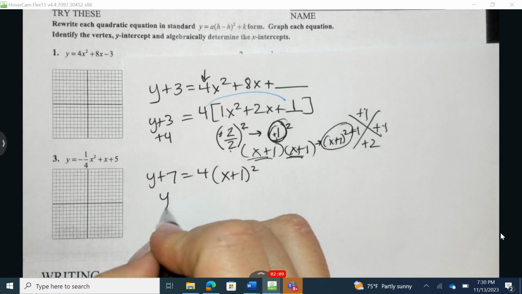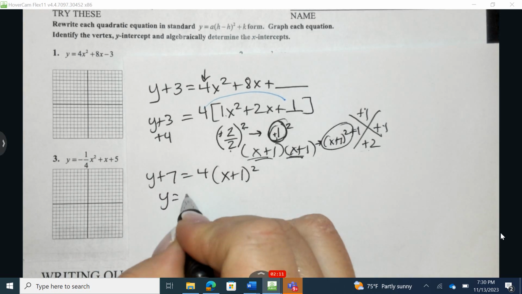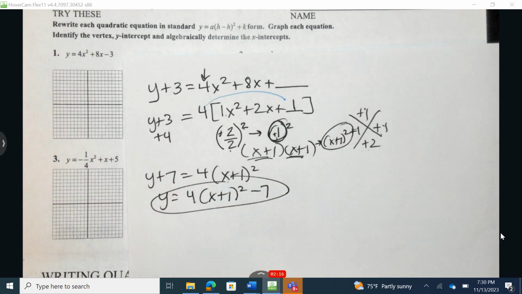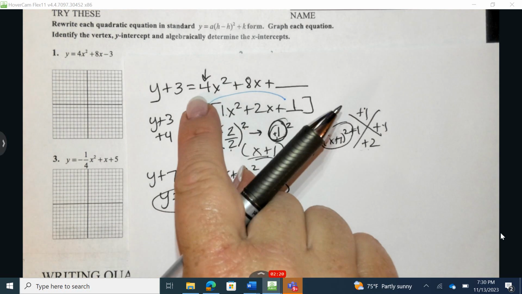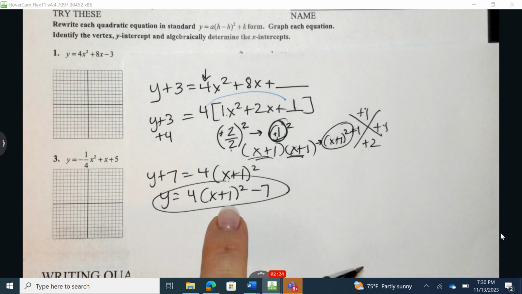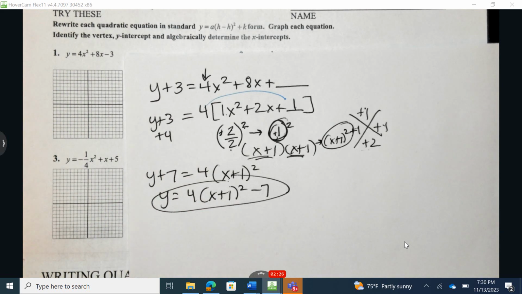Okay, now to write it back into vertex form, I move the 7 to the opposite side. And this represents vertex form. If I went ahead to this original function and I graphed it on a graphing calculator, and then I graphed this, you'd see they're exactly the same function.